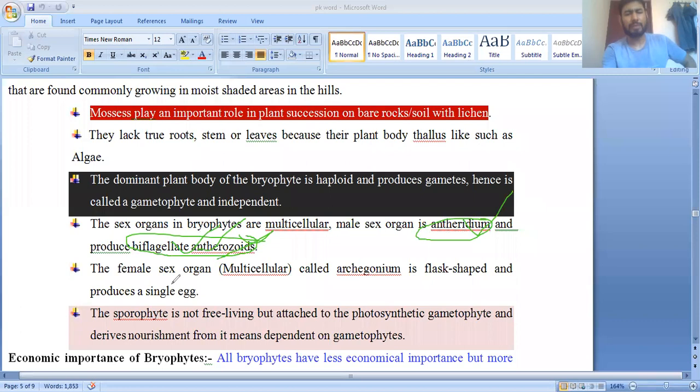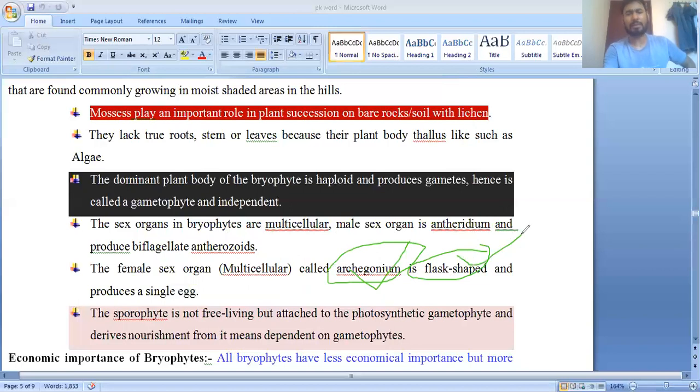Next, the female sex organ. Both male and female sex organs of the Bryophyte have a multicellular structure. The female multicellular structure is known as the archegonium. The shape of the archegonium, the female structure, is flask shaped. And how many eggs does it produce? It produces only a single egg. Clear? It generally produces a single egg.